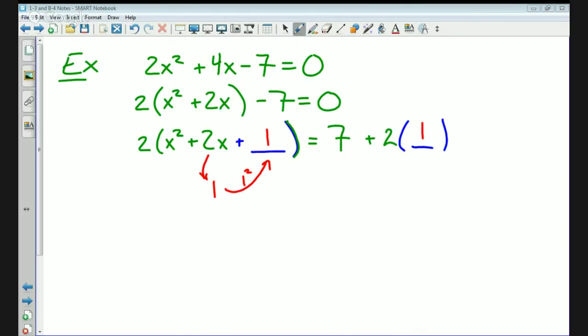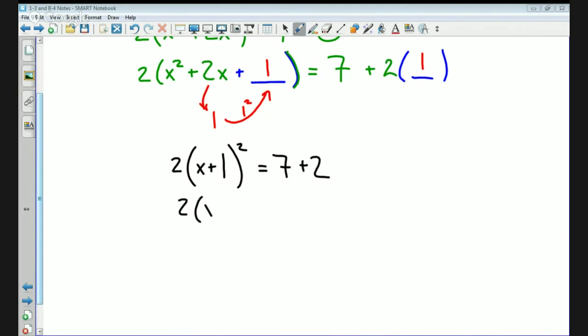Okay, now on the left side, I have 2 times x plus 1 squared. On the right side, I'm going to have 7 plus 2. And we will end up with 2 times x plus 1 squared equals 9. Before you can use the square root property, it's a good idea, and technically you can get away with not doing this as long as you keep the math straight, but I find it's a good idea to get anything in front of the parentheses, divide it out. So I'm going to divide both sides by 2 in order to get that x plus 1 squared alone, and we'll have this equaling 9 halves.